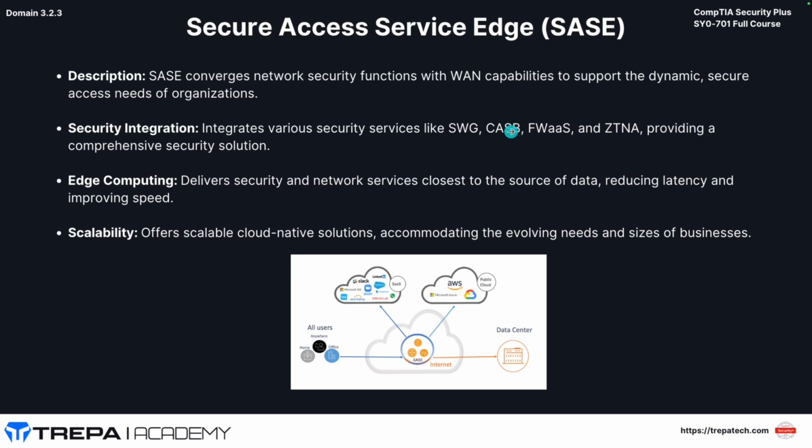So doing firewall services, monitoring connections to the cloud. That's what that CASB is, the cloud access security broker, and securing access to websites with a secure web gateway, and also providing us what this acronym is, zero trust network access as well. So it's an edge computing technology, device, right? It's usually virtual. So I say device, it's a technology, right? That delivers security and network services closest to the source of the data.